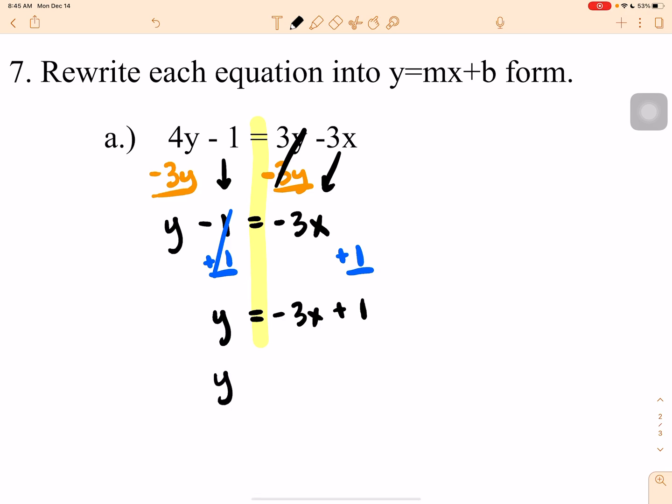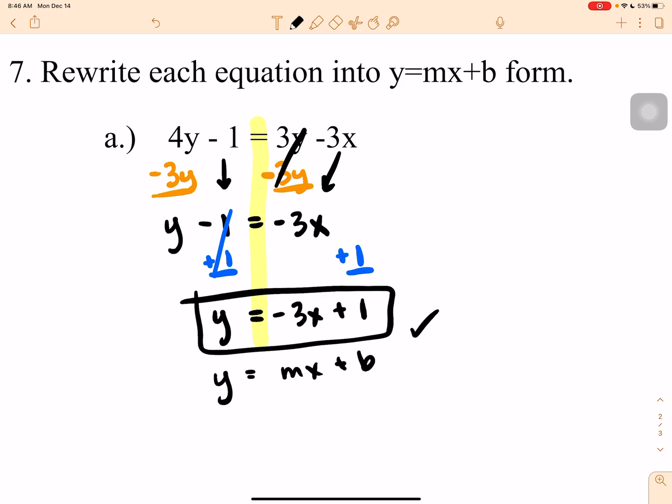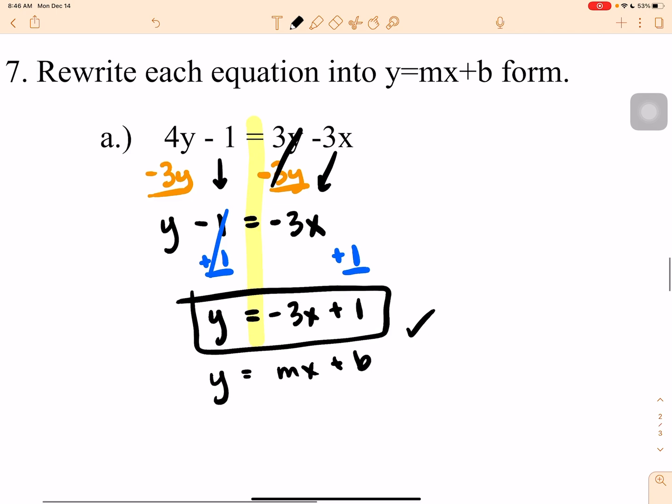Is that in y equals mx plus b form? It is. Okay, so we're all done there. So it just wanted us to rewrite it. It was basically us solving for y, but just getting the y by itself and seeing what the mx plus b form is. Okay, so again, pause the video because I am going to go fast.